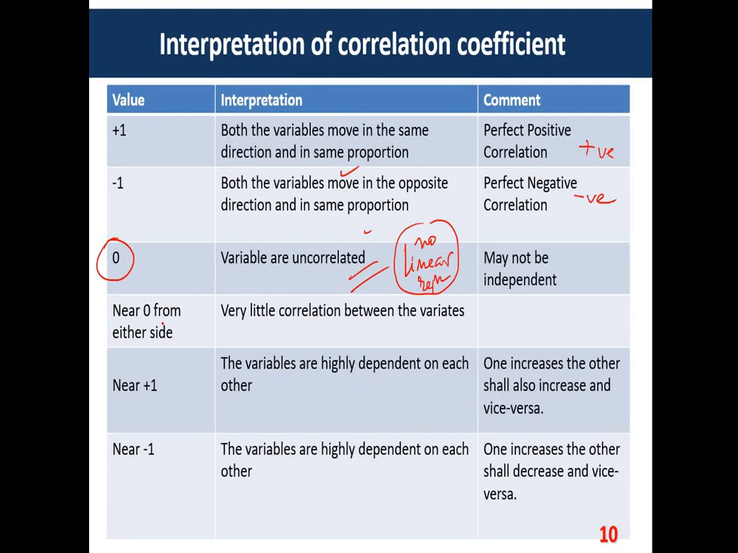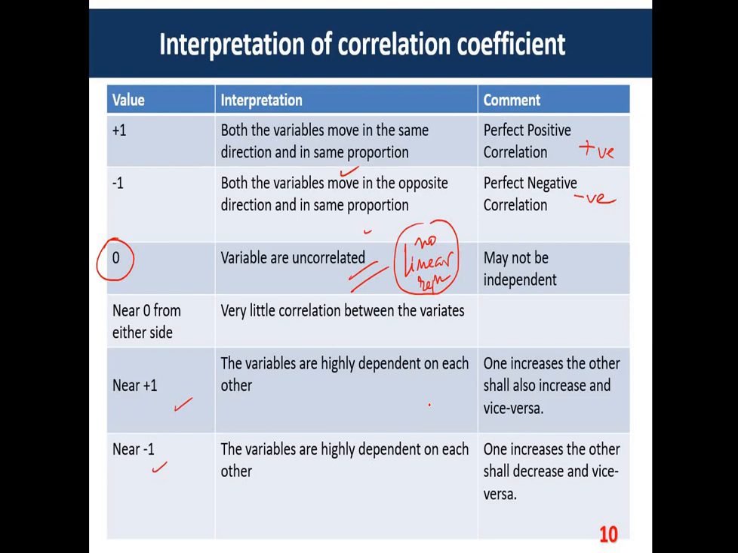Okay. Well, now it is 0 from either side. That means small values just greater than 0 in the positive side or just negative values. So these are examples of very little correlation between the variables. If it is near +1, then the variables are highly dependent on each other. And if it is near -1, then the variables are highly dependent on each other, but in the negative direction. That is, if one increases, another is supposed to decrease. If it is near +1, it means one increases, then the other is also supposed to increase, and vice versa. So this is about the interpretation of the correlation coefficient.